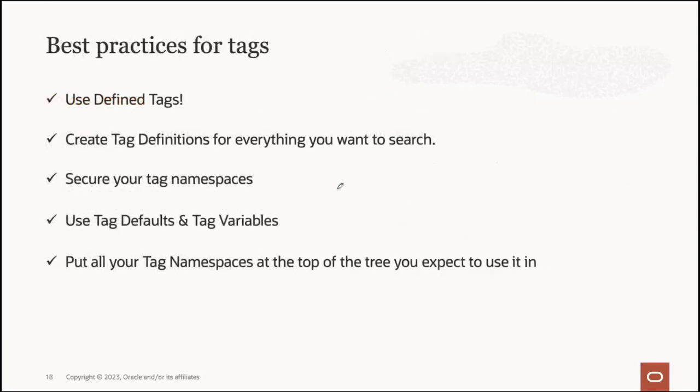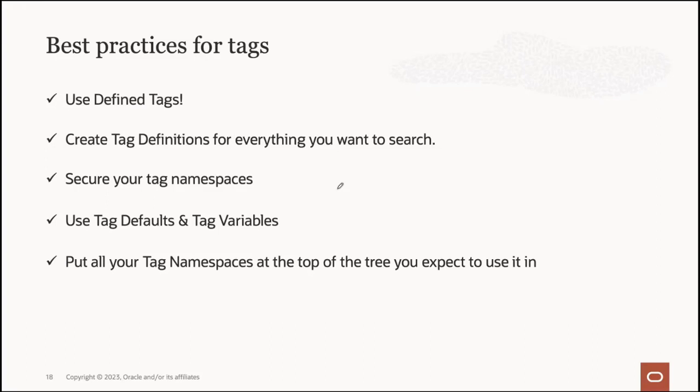So some best practices for tagging: use defined tags, create tag definitions for everything you want to be able to search. Now you can search everything in the account. This is just something that makes it easier when you create tags. One thing that I get asked a lot, are tags case sensitive? Tags are case sensitive when it comes to the key value portion. So something to keep in mind as you go through your tagging schema. Use tag defaults and tag variables, and then put all your tag namespaces at the top of the tree you expect to use it in.